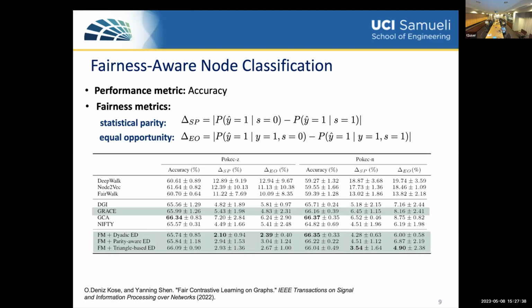Let's just first see these highlighted part. So these last three lines are the proposed algorithms based on different fairness measures to just delete some edges. Okay, and first of all, what we can see is this GRACE is the benchmark of the proposed algorithm. Basically, it's fairness agnostic, while DGI, GCA, and NIFTY are fairness aware counterparts, as well as this FairWalk.